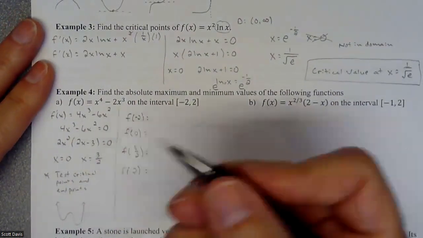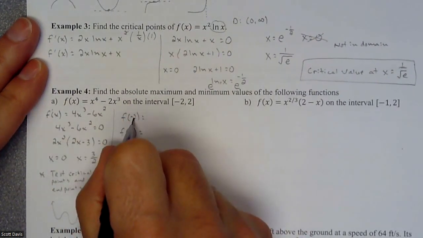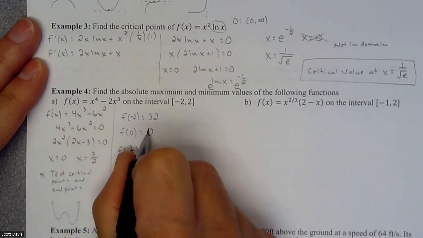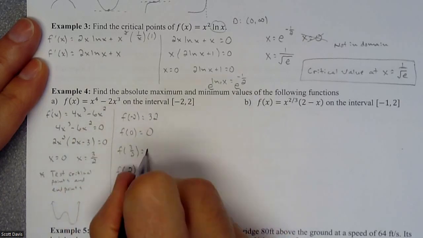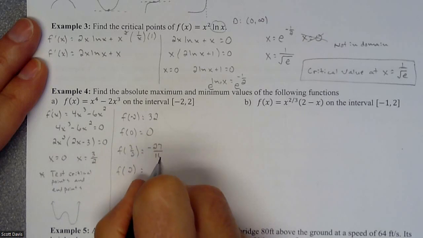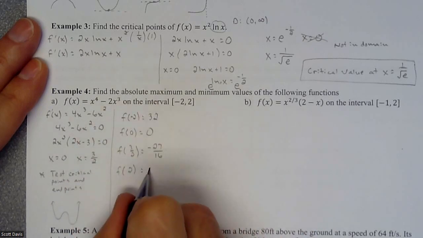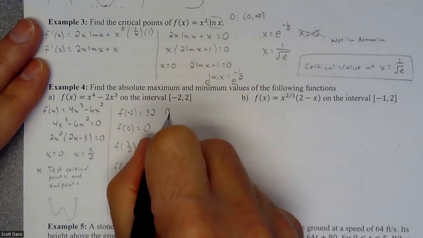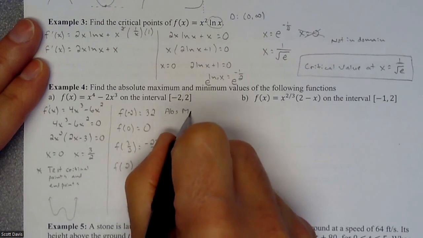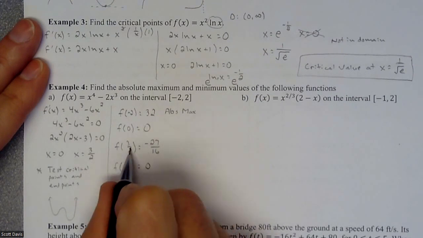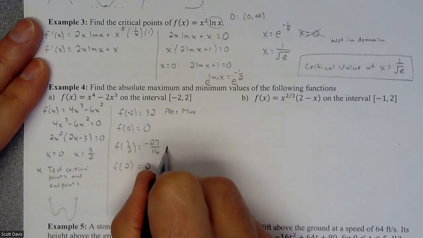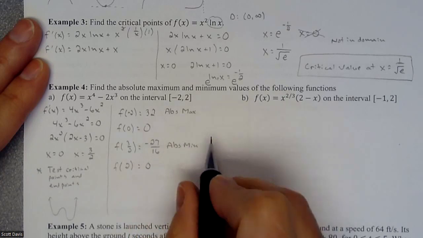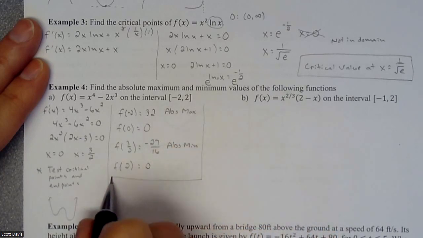I can do this by hand, or I can throw it in the calculator, but I already have them. If I take -2 and plug it in, I get 32. If I plug 0 in, I get 0. If I take 3 halves and plug that in, I get -27/16. And if I take 2 and plug it in, I get 0. So out of my y values, I have a high point of 32. So that's got to be an absolute max. And then I have a low point at 3 halves, because that's the lowest y value. So I have an absolute minimum at those values. And that gives me the answers I'm looking for.